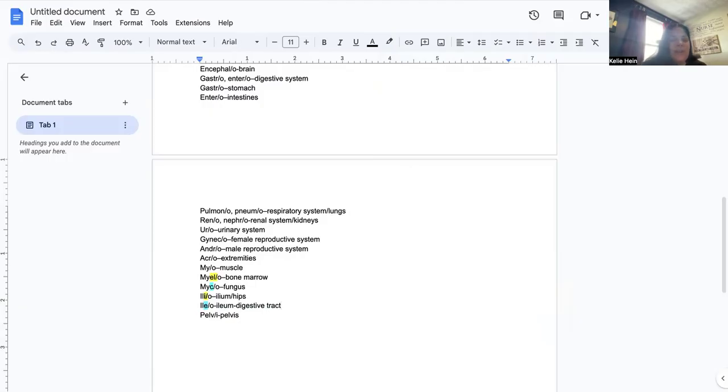Ileum with an E, that's a GI doc. If we have an injury there, ortho docs are great. They're probably in my top three.